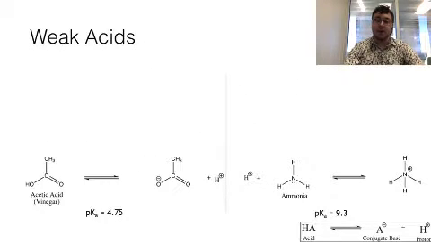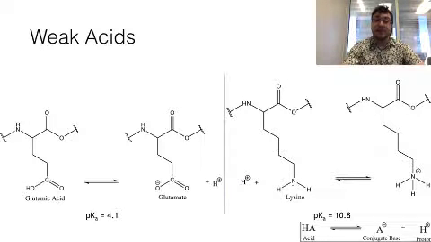So, as we saw before, carboxylic acids and ammonium are both examples of weak acids. The same applies to R groups, which have acidic functional groups. So, glutamic acid's R group has a pKa of 4.1. The glutamic acid is in the HA, or acidic form, on the left of the reaction, and the glutamate is in the conjugate base form on the right side.